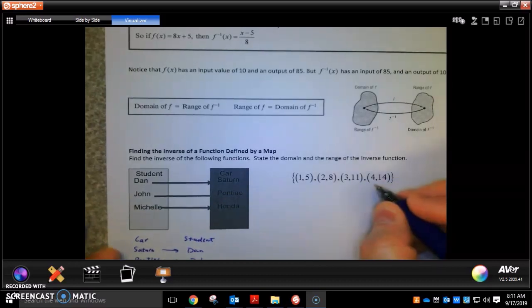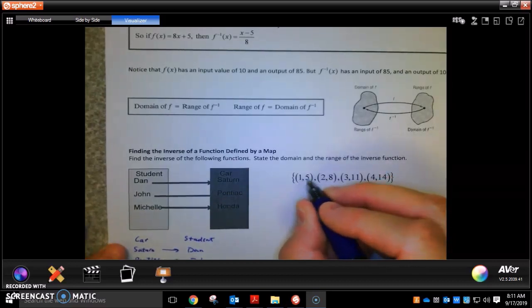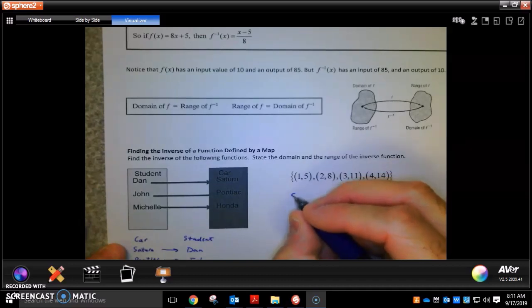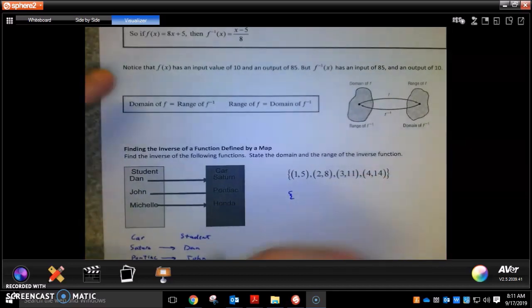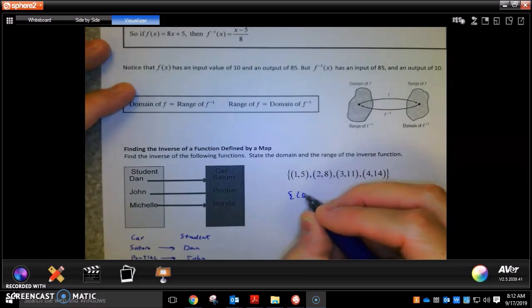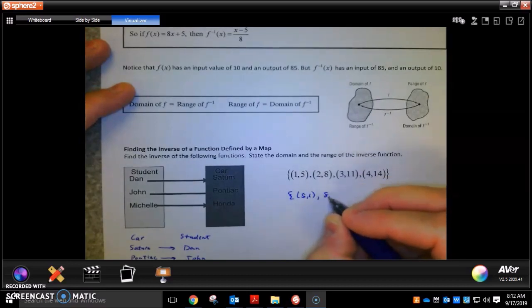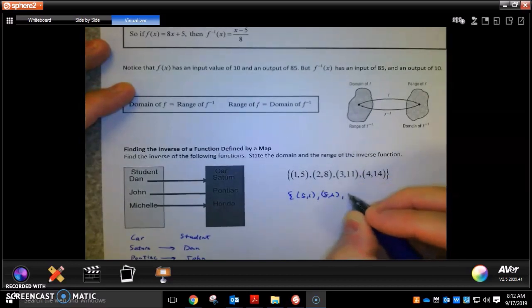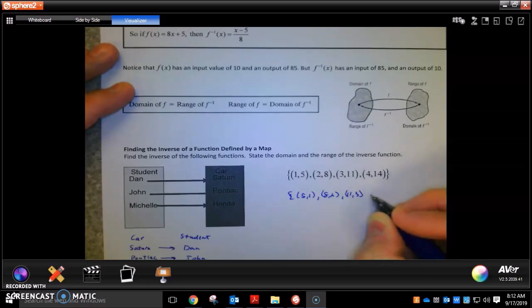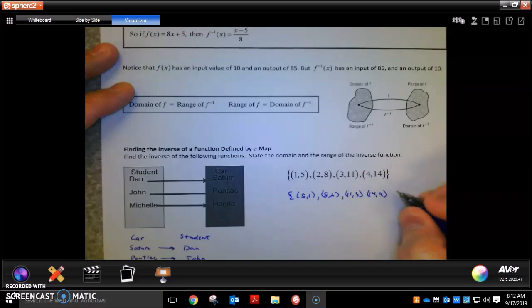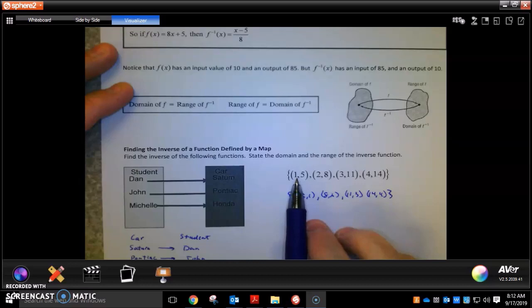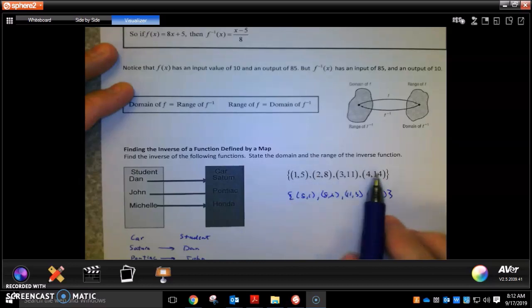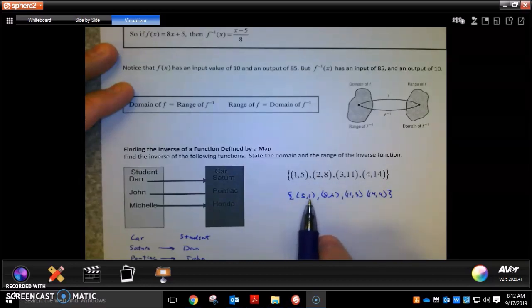Okay, for ordered pairs, you literally flip the x and the y. So for this, it would be 5, 1, 8, 2, 11, 3, and 14, 4. So that would be the inverse. And you can see that the domain of the original was 1, 2, 3, and 4, but that's the range of the inverse, 1, 2, 3, and 4.